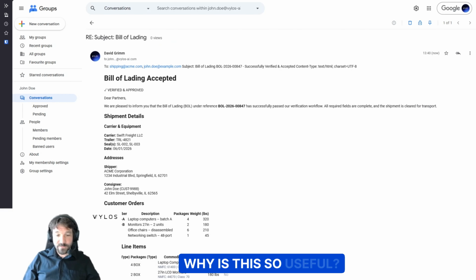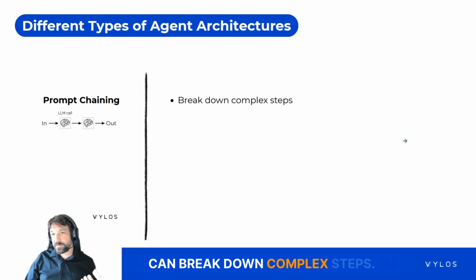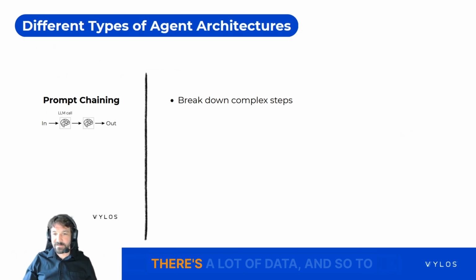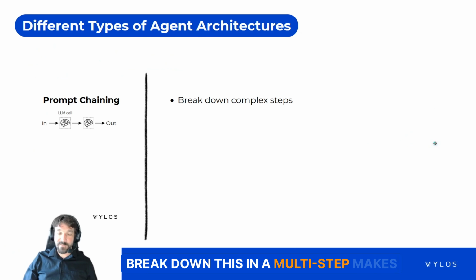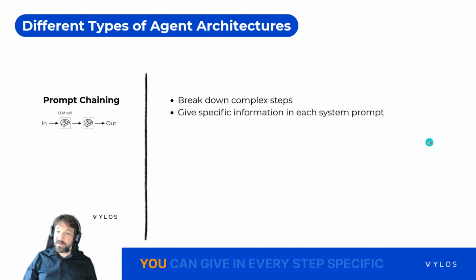Why is this so useful? In prompt chaining techniques, you can break down complex steps. You have seen in this document that there's a lot of data. And so breaking this down into multiple steps makes the data extraction better and the structuring of the output way more performant. You can give specific information in every step.